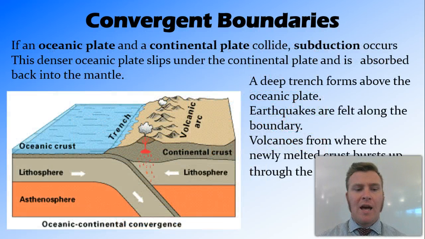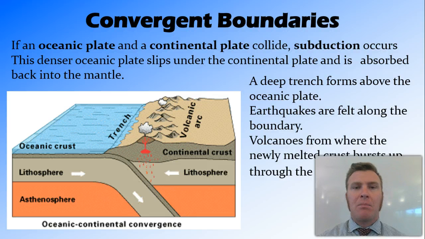So the first one we'll look at is when an oceanic plate and a continental plate crash into each other. And when that happens, a process called subduction occurs. Subduction is when one plate goes underneath another plate. So here we have the oceanic plate going underneath the continental plate, because as we know, the oceanic plate is denser, so it goes to the bottom.